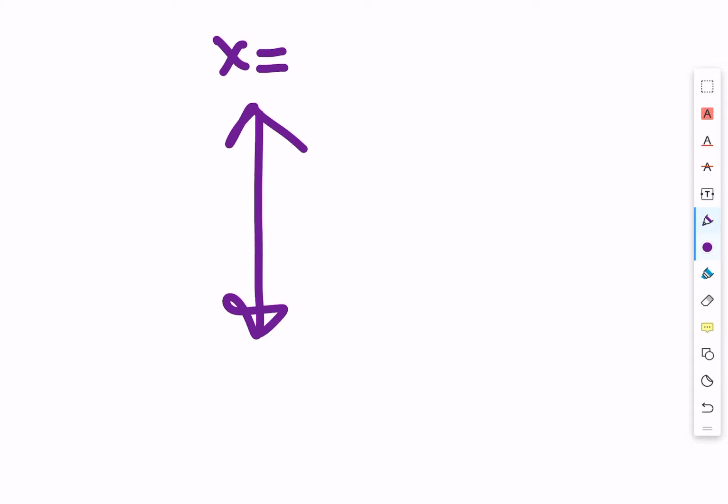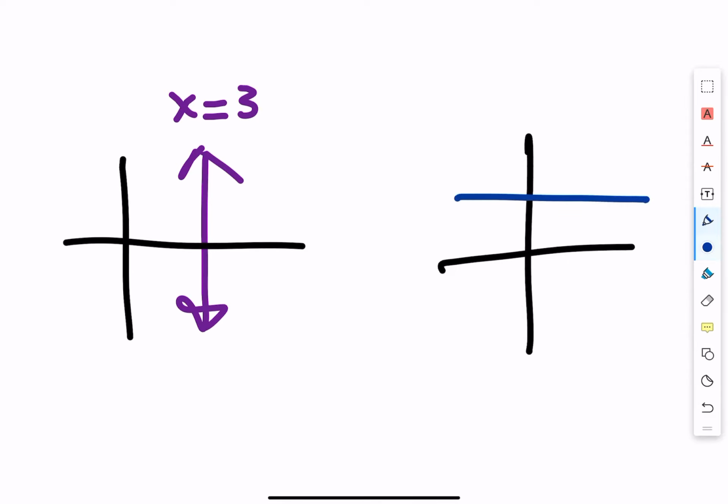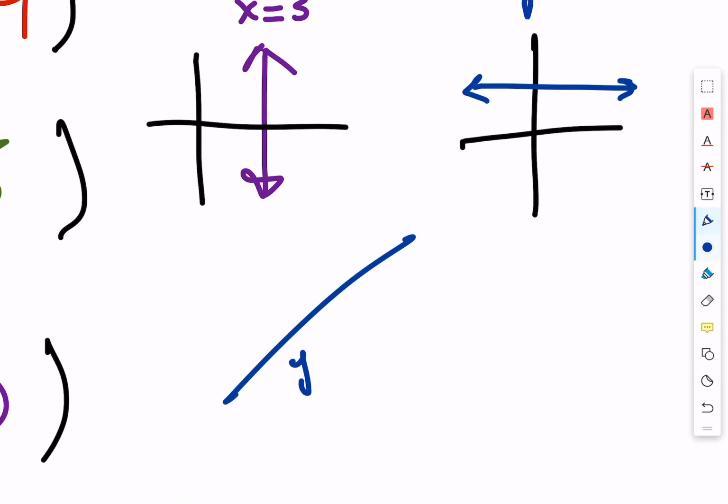If you have a vertical line, remember that means x equals 3, let's say, right? And if you have a horizontal line, that's y equals maybe 2-ish, right? And then this would be y equals positive x, and a downhill y equals negative x.